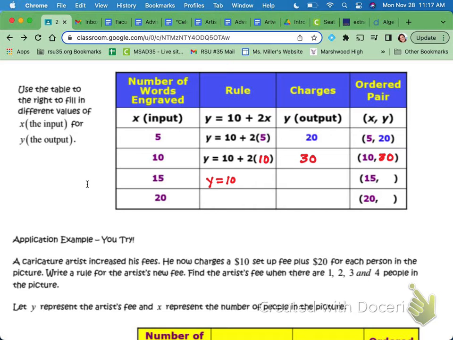If I plug in 15, then my function rule would be y equals 10 plus 2 times 15, 40. Which would be 2 times 15 is 30, plus 10 gets us to 40. So the ordered pair would be 15, 40. And then plugging in 20 would be the same. So y equals 10 plus 2 times 20. So 2 times 20 is 40, plus 10 gets me 50. So the ordered pair would be 20, 50.